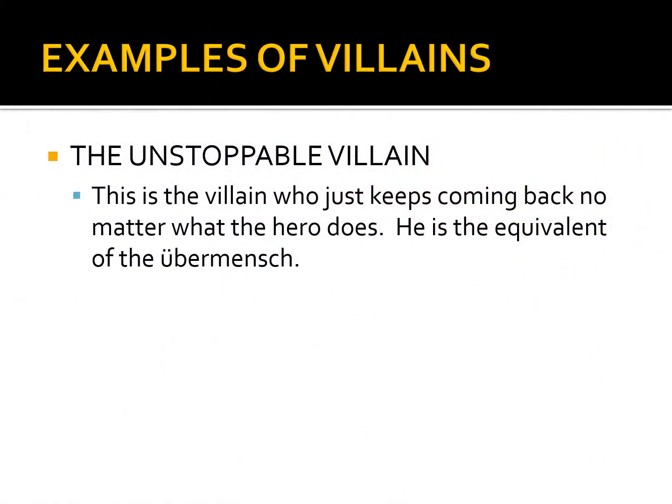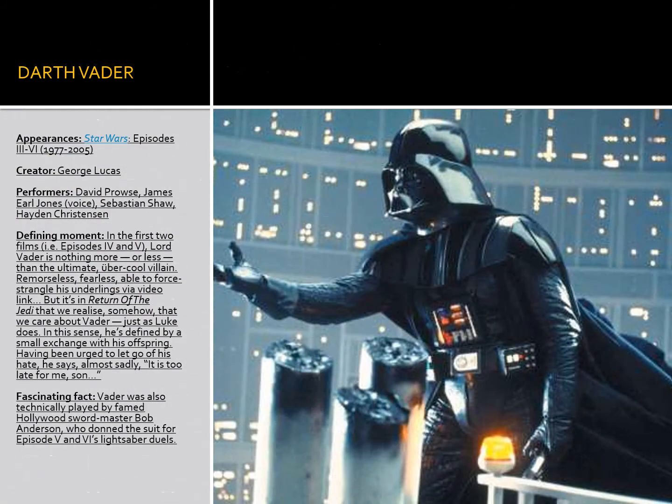The unstoppable villain is a villain who just keeps coming back no matter what the hero does. He is the equivalent of the Ubermensch. An unstoppable villain is usually paired against the Ubermensch because they are equals, but they can also be paired with a bootstrap hero because they can pose a more formidable foe. An example of an unstoppable villain is Darth Vader.